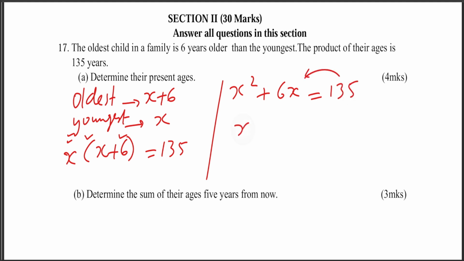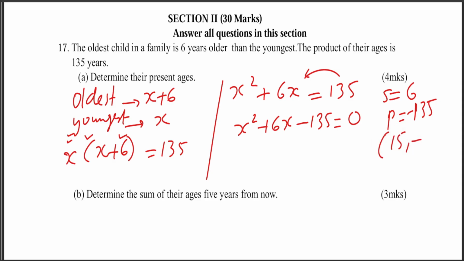135 peleka the other side, so it becomes x squared plus 6x minus 135 is equal to 0. Tunaweza tumia sum product kweli. I think we can do that. Our sum is 6, our product is negative 135. So which are the two factors? I think it is negative 9 and 15. So 15 and negative 9. Multiply yakupa negative 135, add yakupa 6.